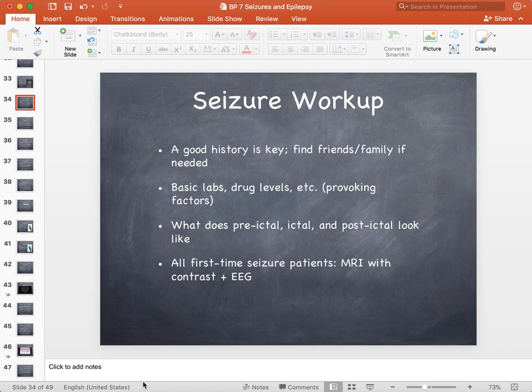And what you want to learn from them is, what did the seizure look like, or I should say the spell? What did the ictal period look like? What about before? What about after? And so you really have to have a good timeline in your mind of what this all looks like.